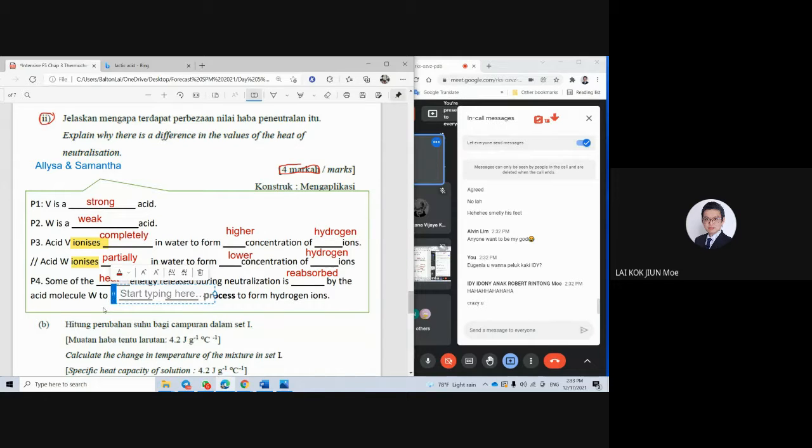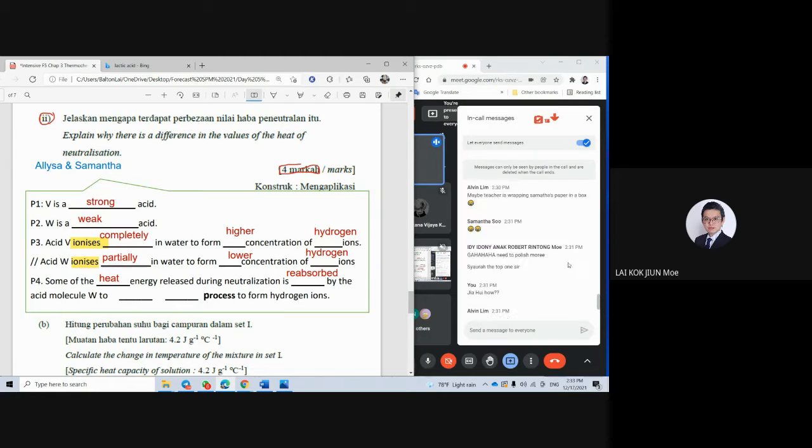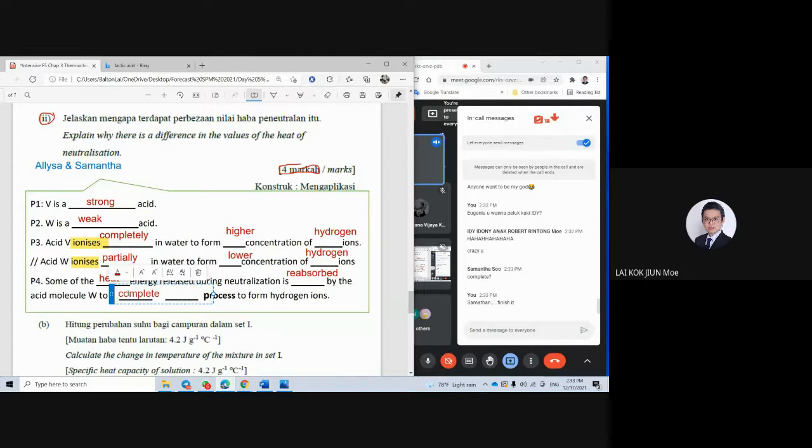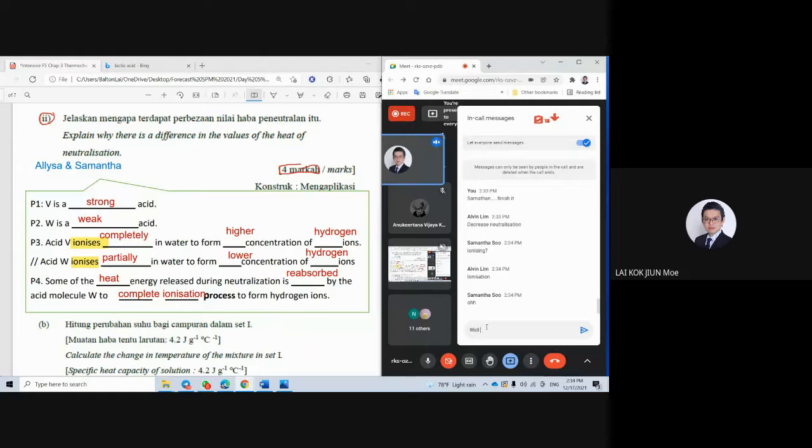Okay, so this one is reabsorbed back to the acid molecule W to what? Eh? You see, other topic already. Ayo. How? Samantha, hurry up. Two. Very good. Complete what process? Complete the process just now we say the W acid forms hydrogen ion. So to complete the what process, Samantha? The hydrogen ion forming process, we call what process? Start with I. Amanda? Ionization process. Ionization process. Good. Well done, Samina.